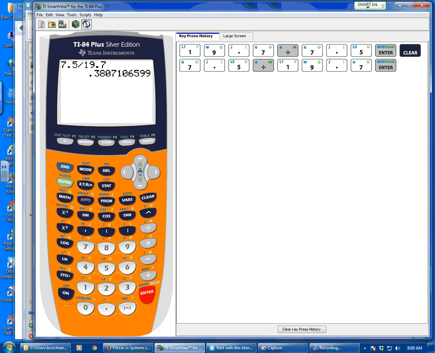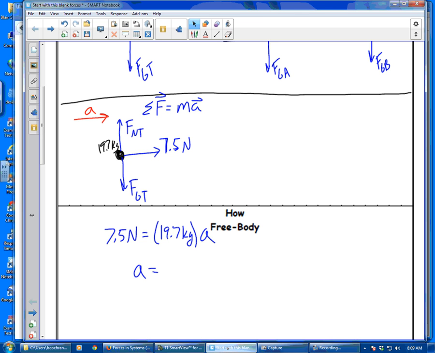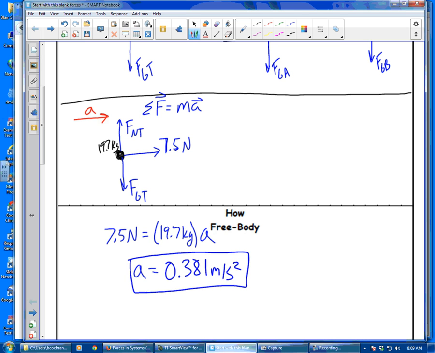0.381. So I get 0.381 meters per second squared for the acceleration of the system. Good on that or a question? All right.